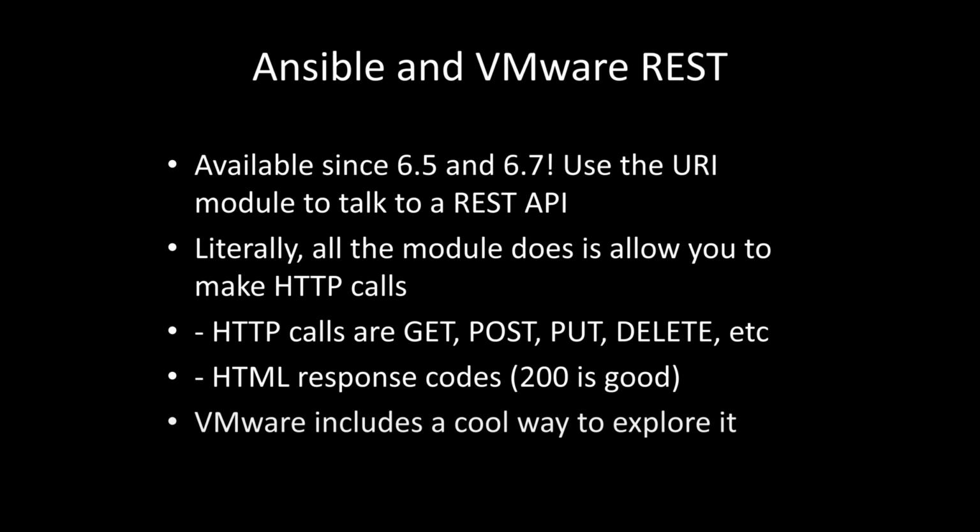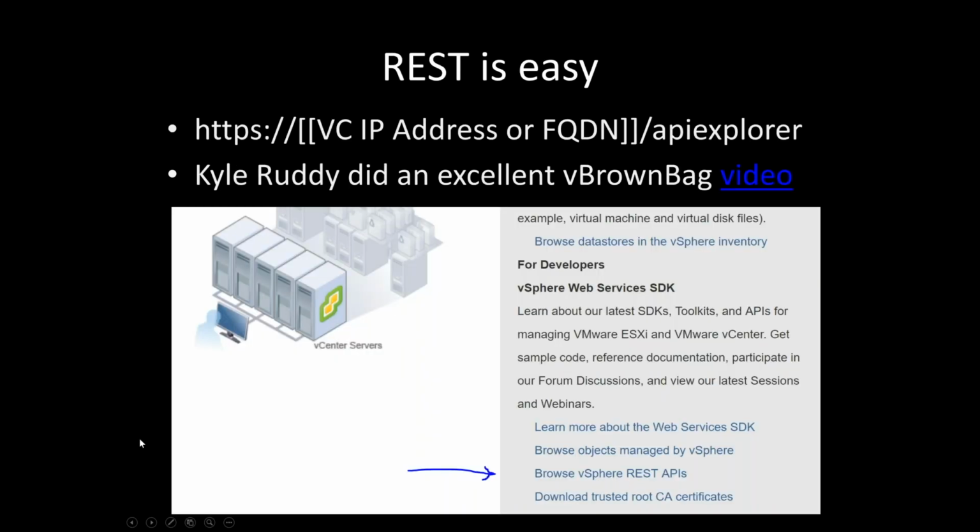And in any HTTP interaction, you want to see an OK 200. That means that everything went well. If you get a 500, that means that there was some kind of error. You don't need to know a lot about this. All you need is already installed with your VCSA appliance. There's a really cool way to explore it right there. I always like to say that REST is easy.